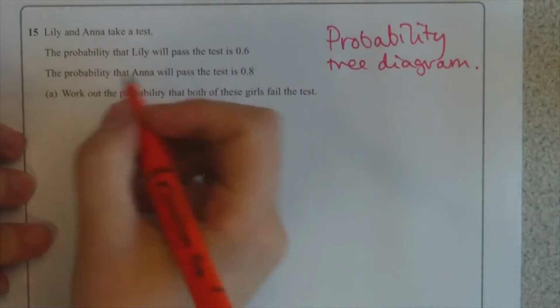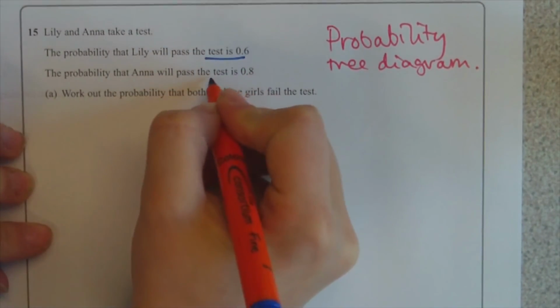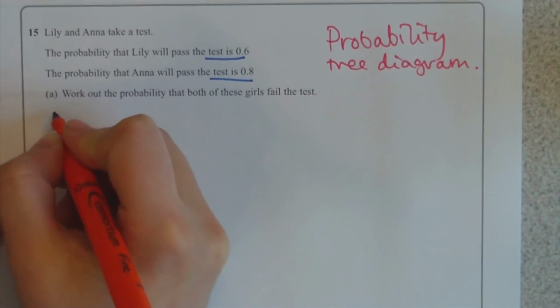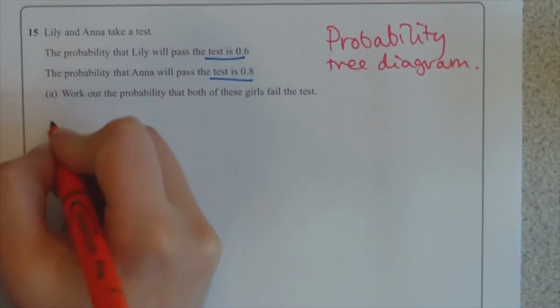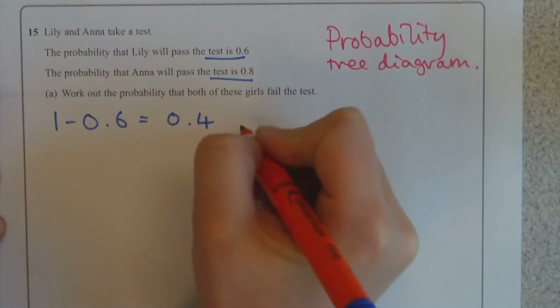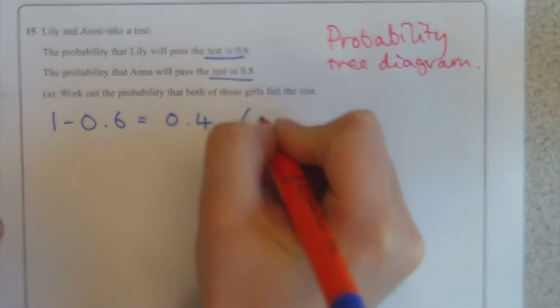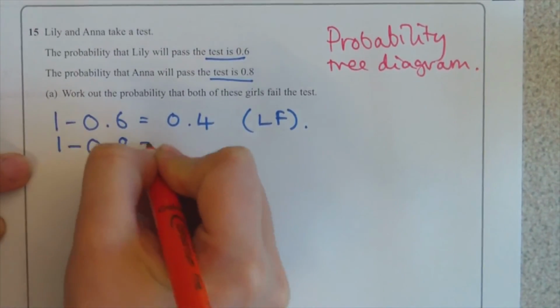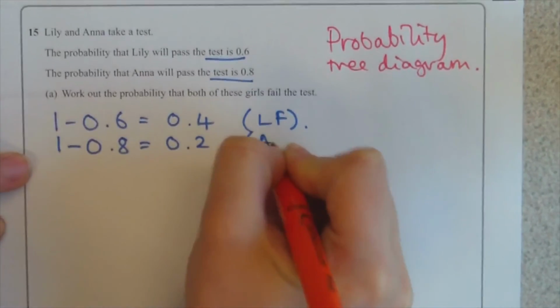So the first thing I'm going to work out is the probability that they fail the test. It's given us the probabilities that they each pass the test. As these are mutually exclusive probabilities, they sum to 1. So the probability that Lily fails the test is 1 take away 0.6, which is 0.4. So that's the probability that Lily fails. The probability that Anna fails is going to be 0.2.